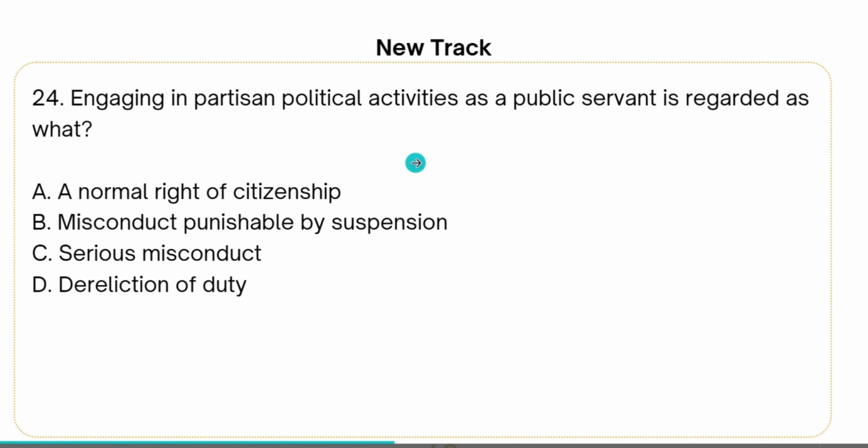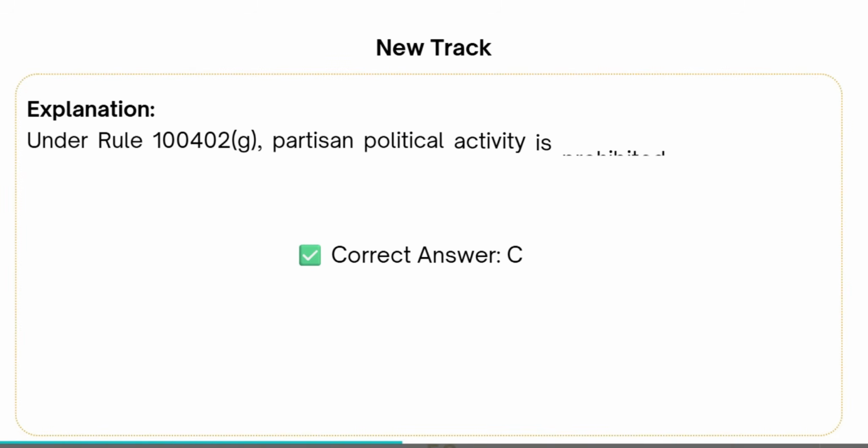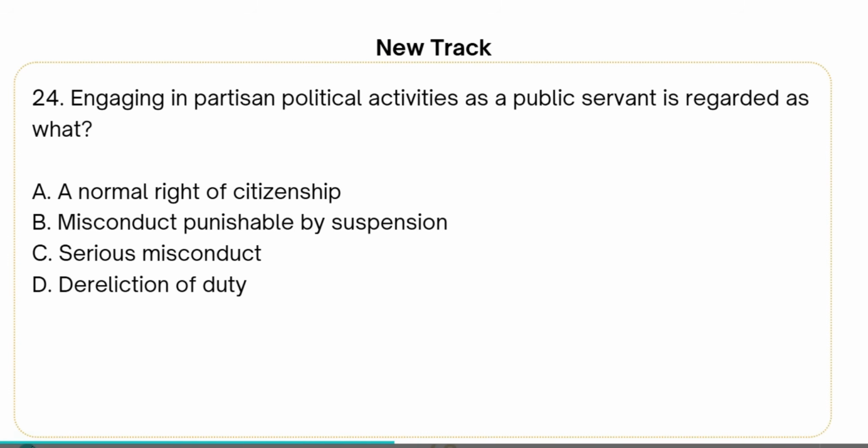Question number 24. Engaging in partisan political activities as a public servant is regarded as what? A. A normal right of citizenship. B. Misconduct punishable by suspension. C. Serious misconduct. And D. Dereliction of duty. The right option is option C, which says serious misconduct.